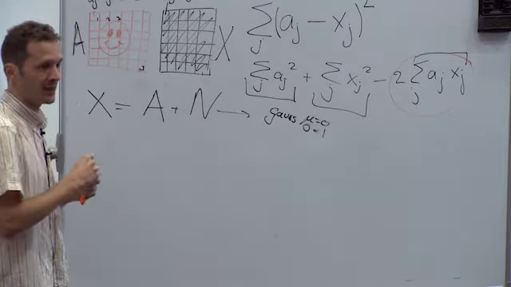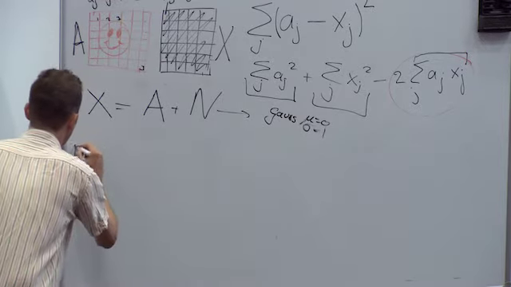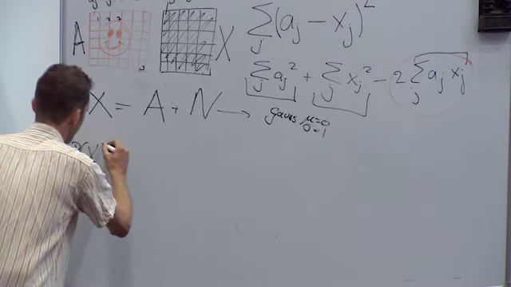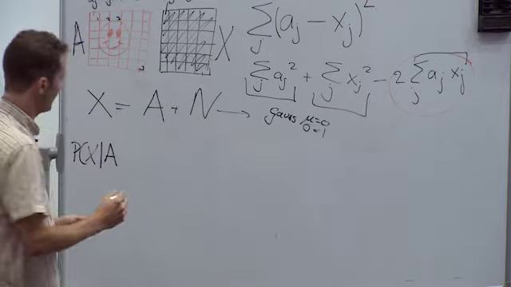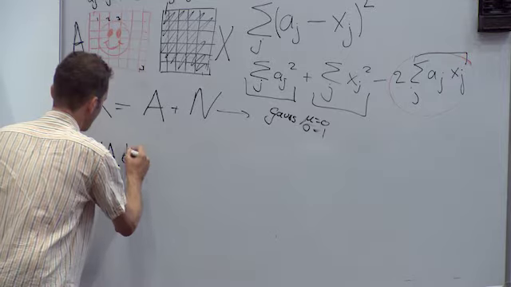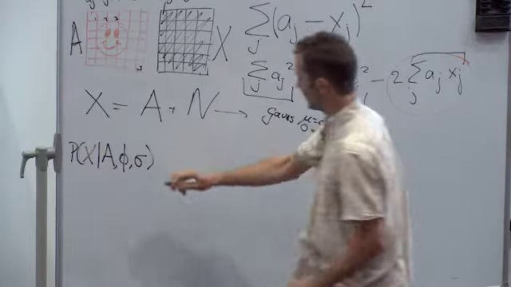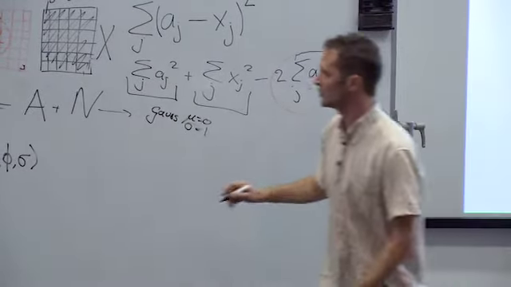Now, if we assume that is the case, then we can calculate the probability of observing an image X given the reference image, any relative orientation of them, and the amount of noise. We can then calculate it as follows. We do that as a multiplication over all the pixels.